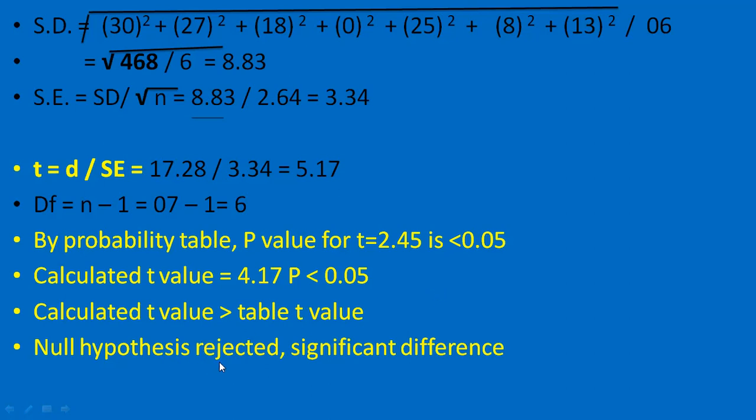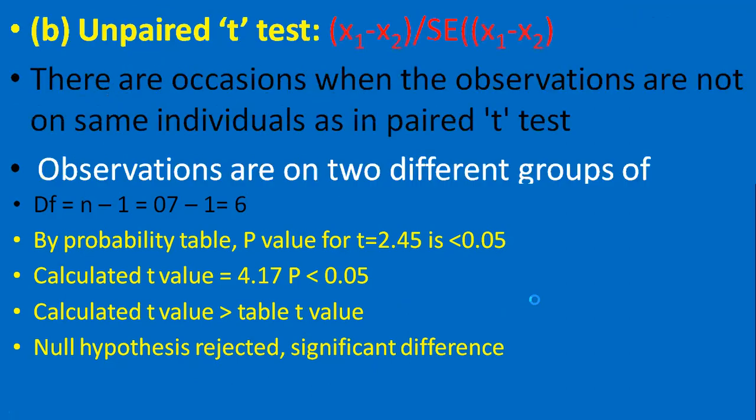So the null hypothesis, which says that there is no real difference before and after treatment, is rejected, and the alternate hypothesis is accepted. It is concluded that the difference is because of treatment, and it is a significant difference because the p value is less than 0.05.